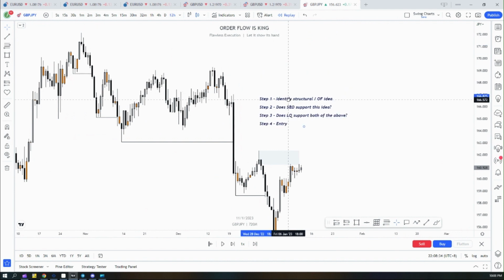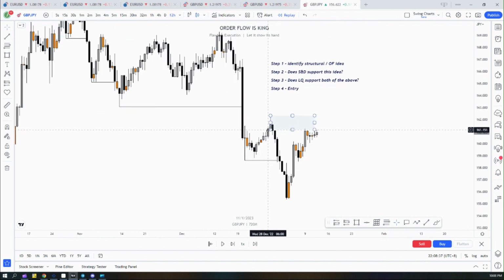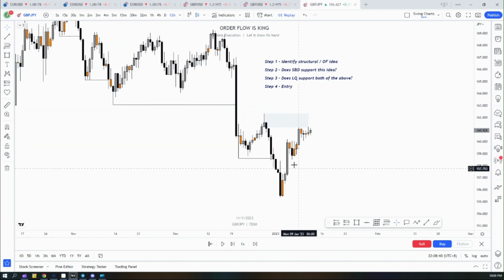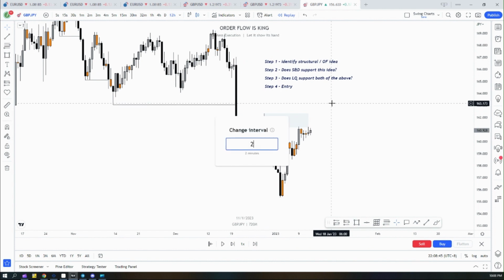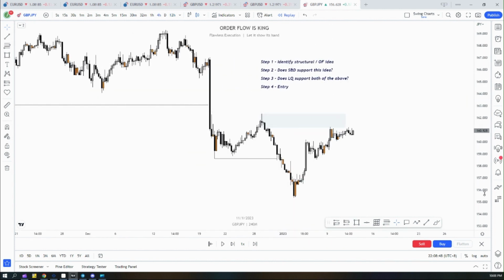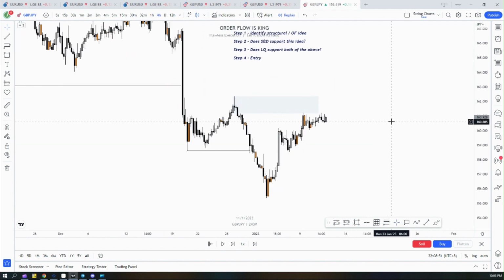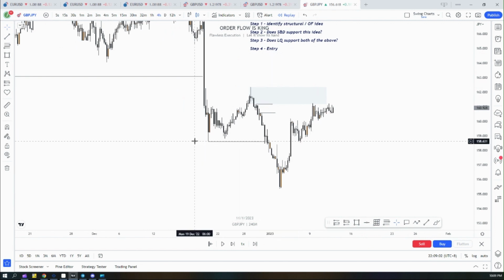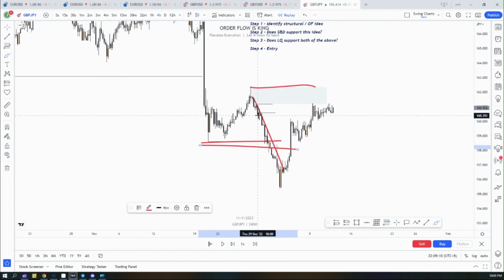So does supply and demand support this idea? Yes, we have a nice supply level. We don't have any liquidity on this time frame for step 3. But if we go to the 4-hour time frame, because obviously this is a 4-hour setup, we do have that inducement in multiple places. So we can use this, and this is also in range inducement. This is internal within our structural leg.